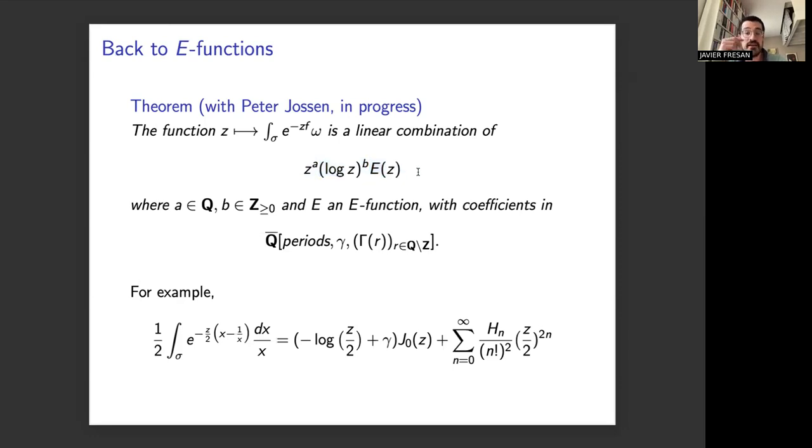Okay, so in other words, this comes from the fact that this function solves a differential equation, and that one will have a regular singularity around zero, and the monodromy is quasi-unipotent. So you get linear combinations of these kind of things, and this settles the question of monodromy.